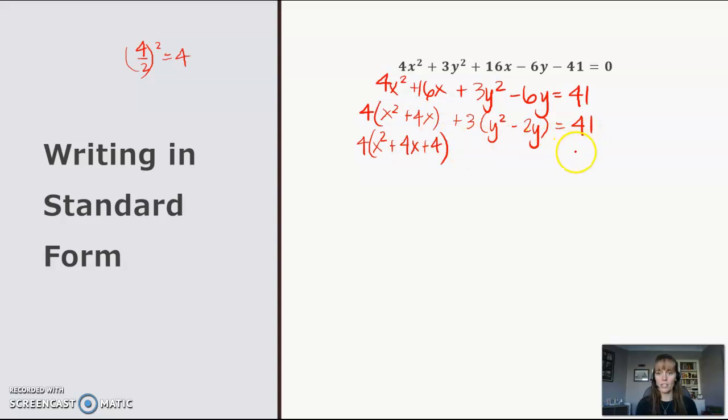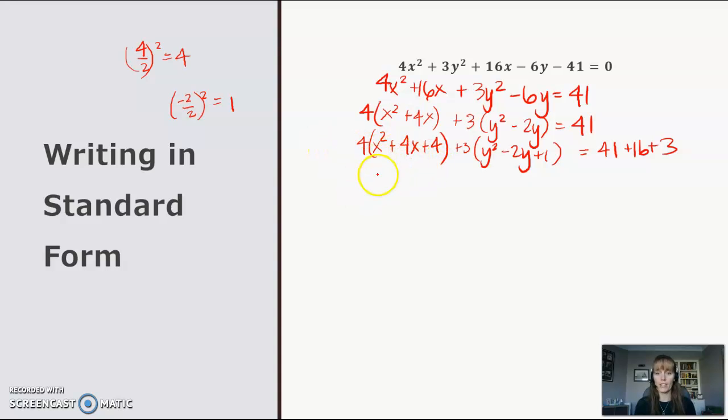And then on the other side of my equation, I'm going to make sure to add 16 because 4 times 4 is 16 and I have to keep my equation balanced. Then over here for the y's, I'm going to complete the square. So that is negative 2 divided by 2, and I square that, and that's going to give me a positive 1. So I have y squared minus 2y plus 1. And then to keep my equation balanced, I'm going to add 3 to the other side because 3 times 1 is equal to 3, and that's what I've just added in.